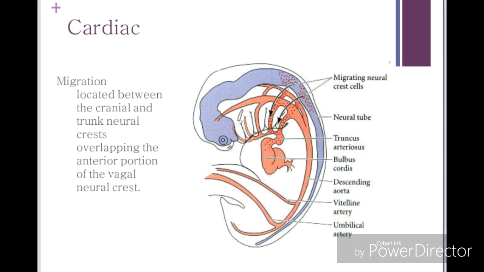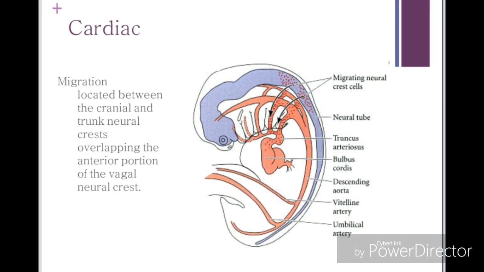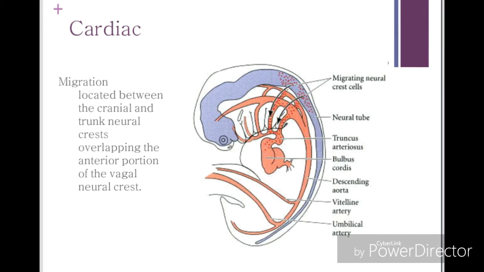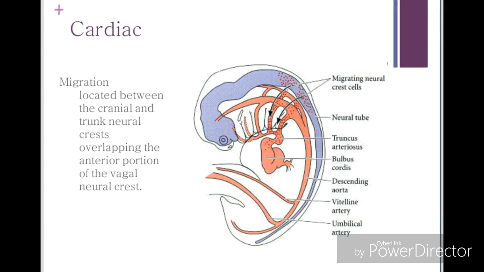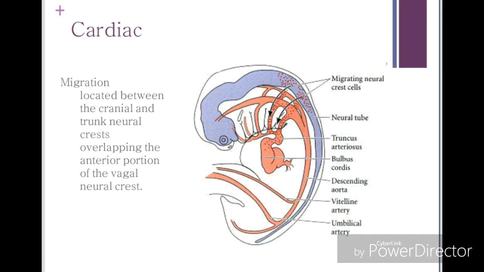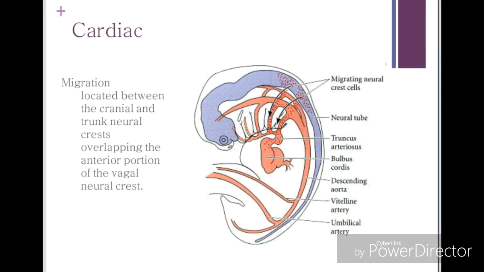Cardiac crest cells enter the pharyngeal arches 3, 4, and 6 to become portions of the neck, such as the thyroid, parathyroid, and thymus glands. In the thymus, cells deriving from the neural crest play an important role in regulating departure of T cells from the thymus and into circulation.